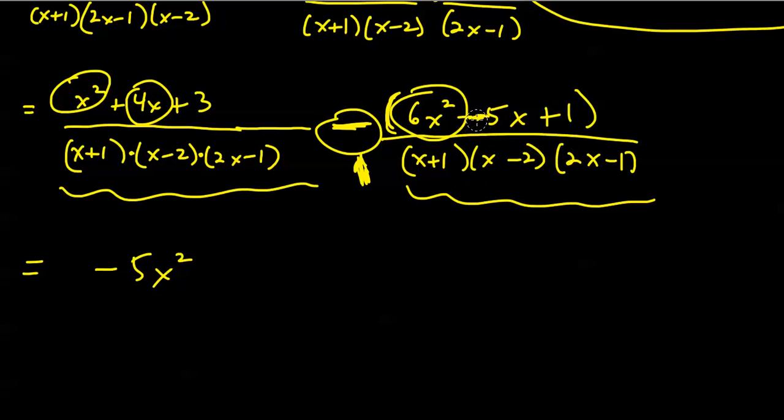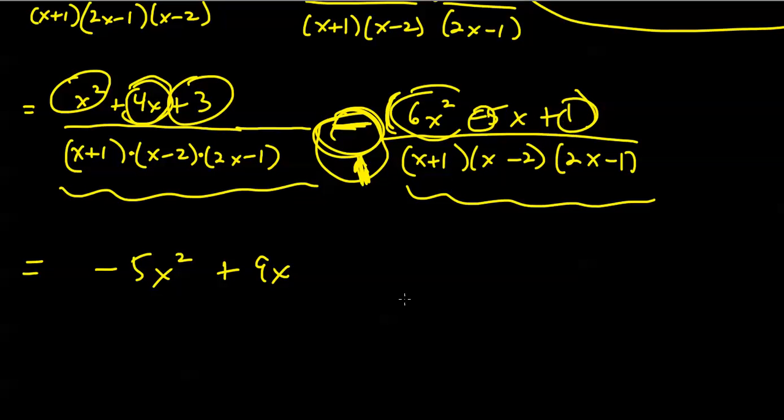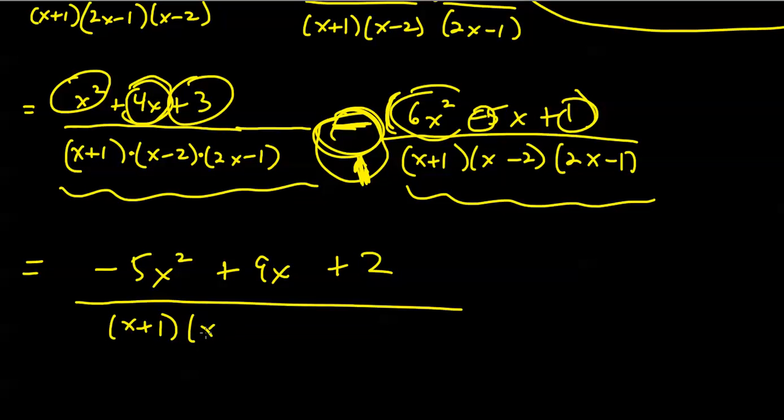I drew a circle around that and it looks like a plus sign. This was originally a minus, right? Let me do that again. 4x minus 5x gives me a plus 9x, does it not? And then of course 3 minus positive 1 gives me a 2. Alright, so I've subtracted the numerator polynomials as indicated, and of course I'll keep my common denominator.